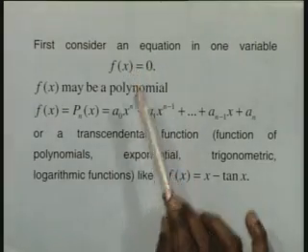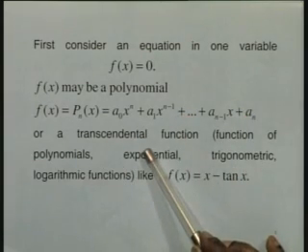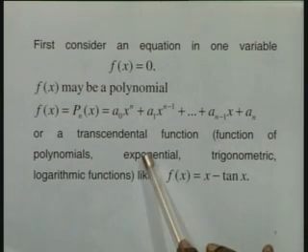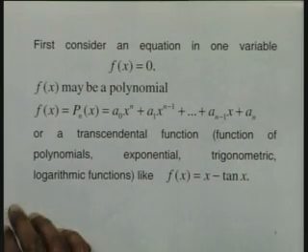This function is either a polynomial of this particular form, or it could be a transcendental function, which will be a combination of polynomials, exponential functions, trigonometric functions, logarithmic functions. We are interested in finding the zeros of such a polynomial or a transcendental function that is given to us.